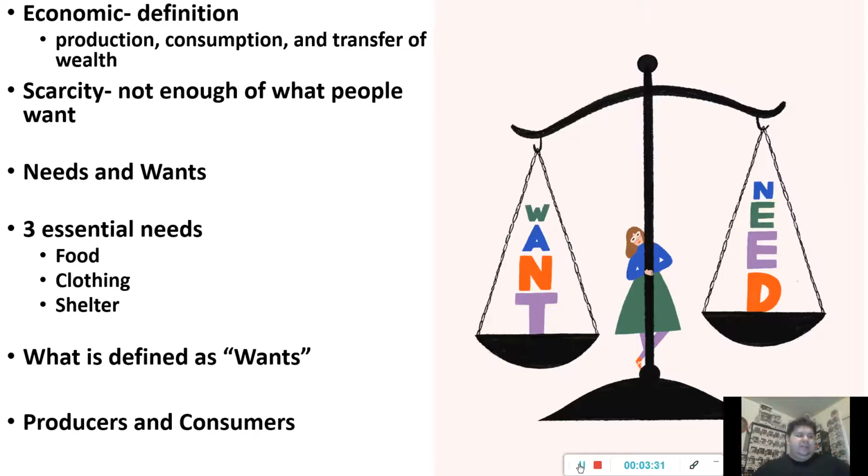The next thing you're going to hear me say quite a bit when we talk about economics is scarcity. There is not enough of everything for everybody. If you really think about it, think really hard. Do we have enough food in this world? No. If we did, people wouldn't be starving to death. Gold, silver, platinum, even our oxygen.